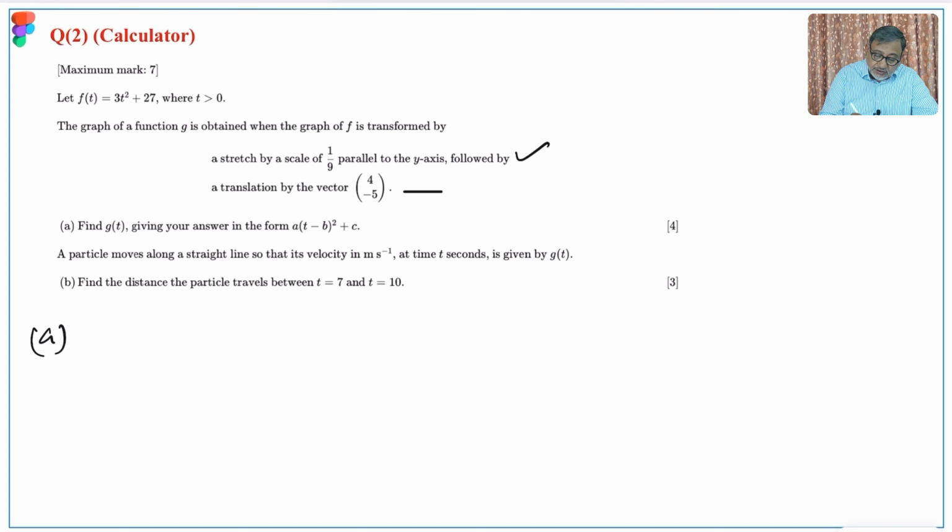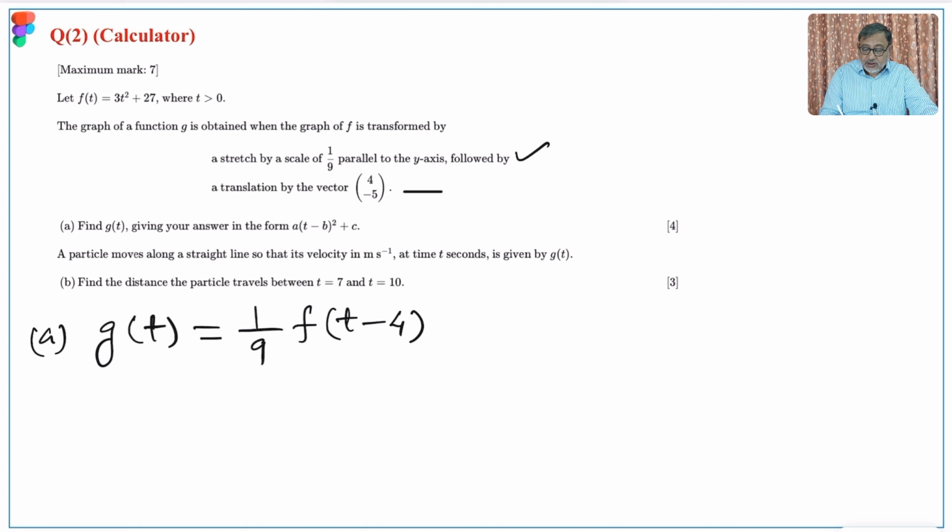So by these two transformations, your function will become g of t, no more f, and for g of t we are going to write 1 over 9 f of (t minus 4). Okay, and because this translation is by 4 towards the right and this translation is negative 5 towards downwards, minus 5 will be here. Is that clear to you?